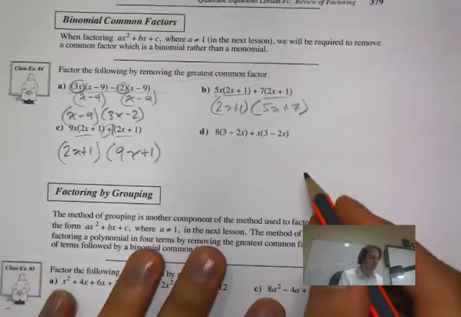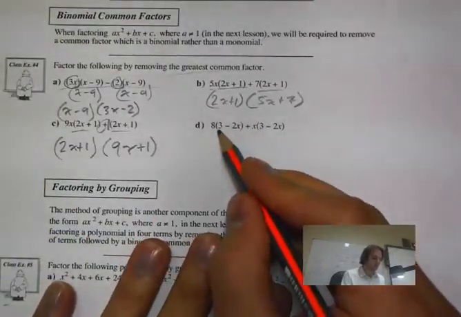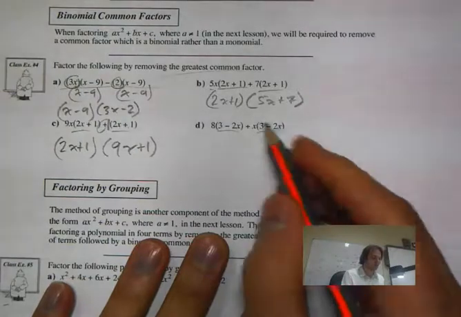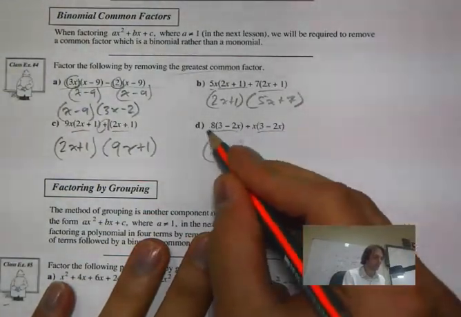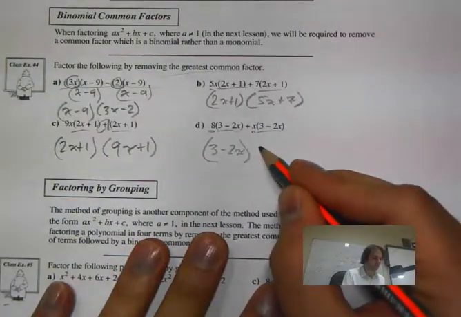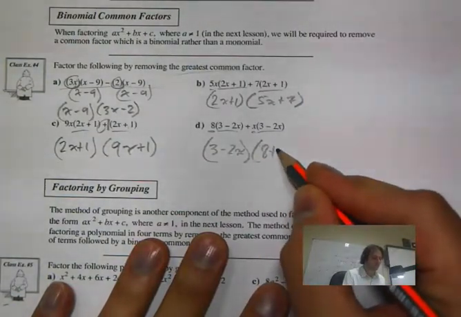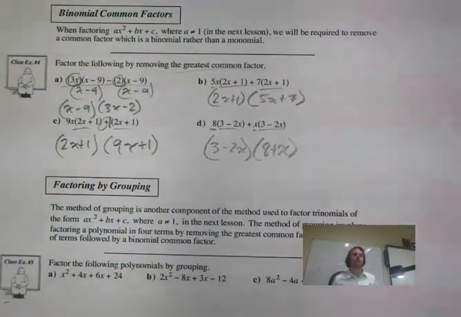Now let's take a look at this next one. It's 3 minus 2x and 3 minus 2x. So 3 subtract 2x. And here we're left with 8 plus x. And that's it. Hopefully you get that.